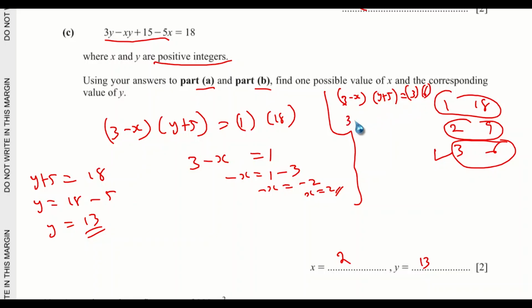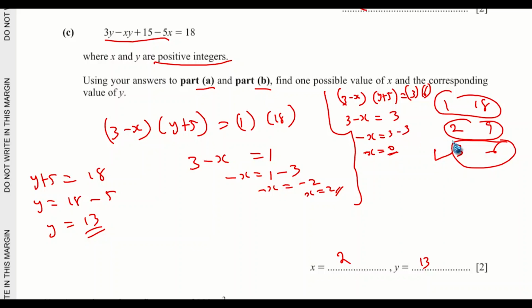So that means 3 minus x is equal to 3. So in this case now, we're going to have negative x equals 3 minus 3. Okay, so that would be x equals 0. So we need a positive integer.